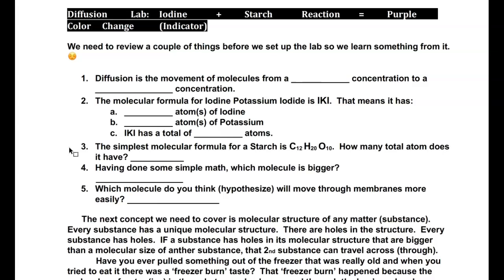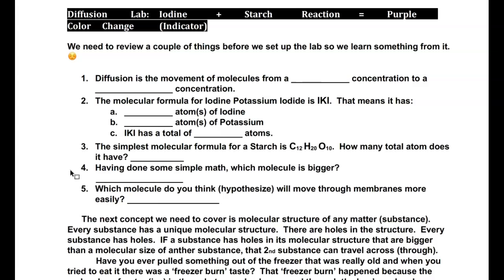Number 3, the simplest molecular formula for a starch is... So what they're saying there, without saying, is that there are lots of different starches. And so the simplest of those would be this: C12H20O10. How many total atoms does it have? So we just have to add them up. Since we have 12 of the carbon, we've got 20 more that are hydrogen, so 12 and 20 gives us 32. And then we add another 10 here for the oxygen, so we're up to 42. So number 3 would be 42.